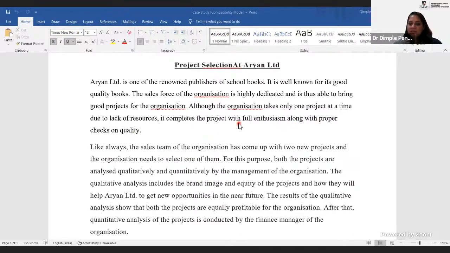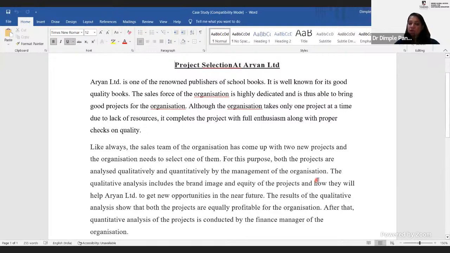Now, can you tell me that when it says that it can take up only one project at a time, will it select mutually exclusive projects? Yes, it can select only one of the projects at one particular time, so it is talking about mutually exclusive projects. Like always, a sales team of the company has come up with two new projects and the organization needs to select one of them because they are mutually exclusive. For this purpose, both the projects are analyzed qualitatively and quantitatively by the management of the organization.